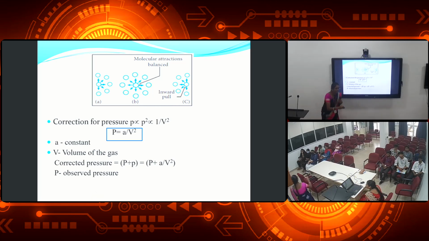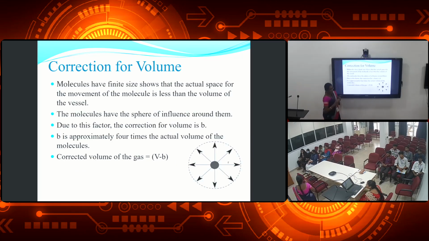In the van der Waals equation, which condition is this? At the high pressure condition. Okay, done. Next, the second correction we can do is the volume correction. Why do we want the volume correction? Because we have to account for the finite size of the molecule.